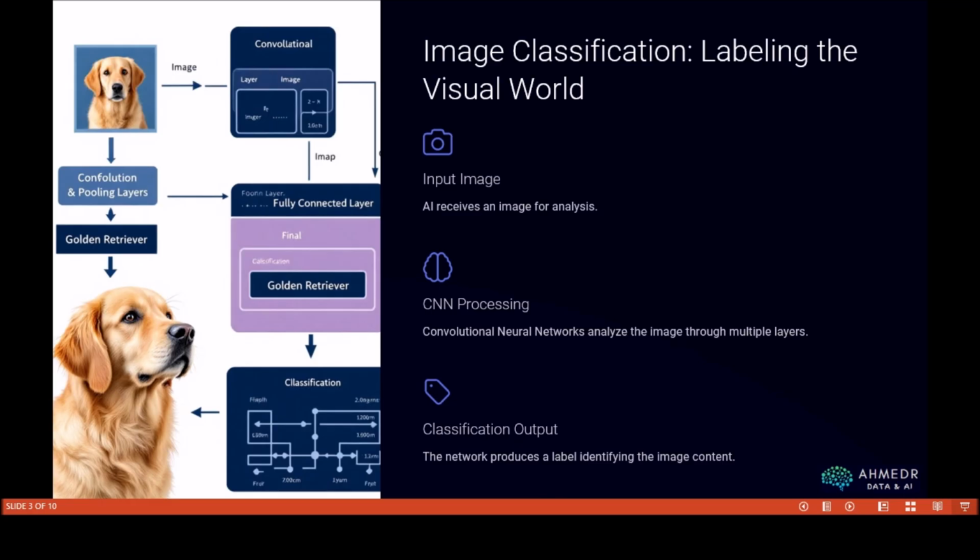A real world example of image classification is used in social media by Facebook, particularly the automatic photo tagging feature. When you upload a photo, the system can automatically recognize faces and suggest tags for your friends. This is powered by AI that has learned to recognize faces and label them correctly.